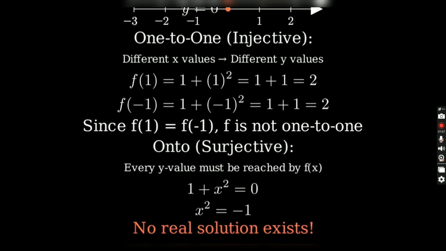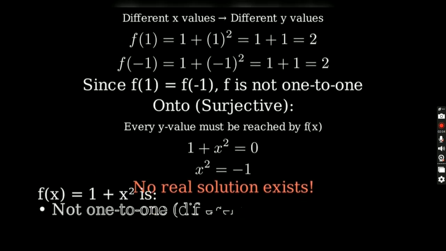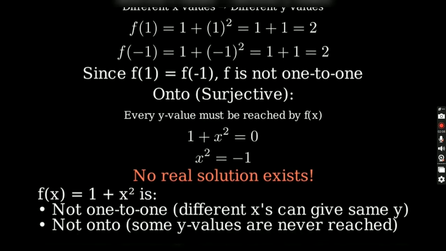Since we found a y value, namely 0, that can never be reached by our function, we have proved that f is not onto. Therefore, we have shown that f(x) = 1 + x² is neither one-to-one nor onto.